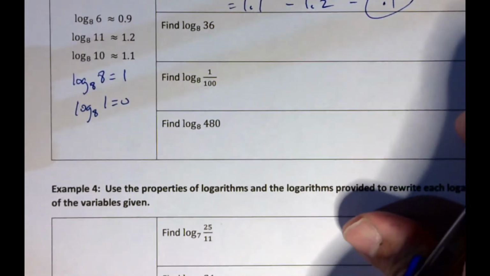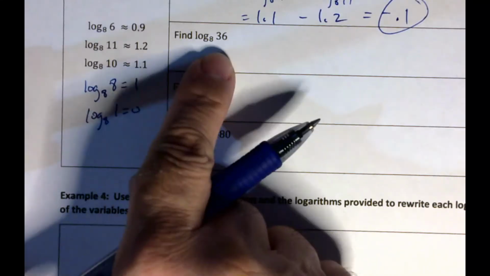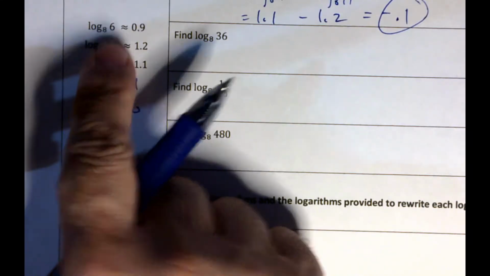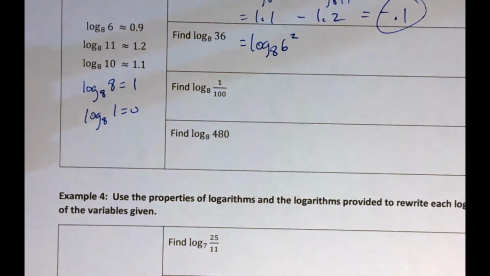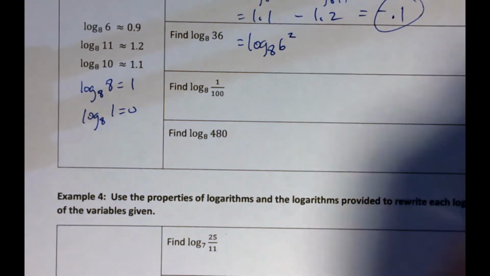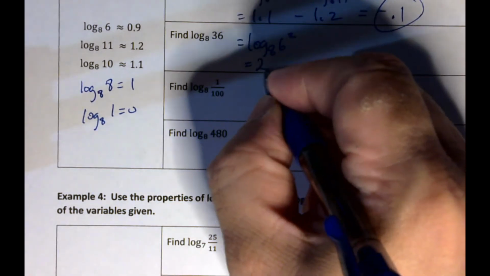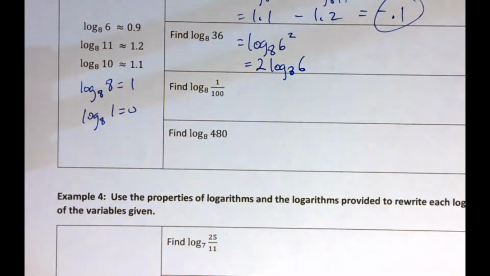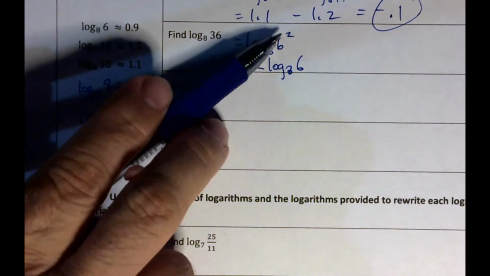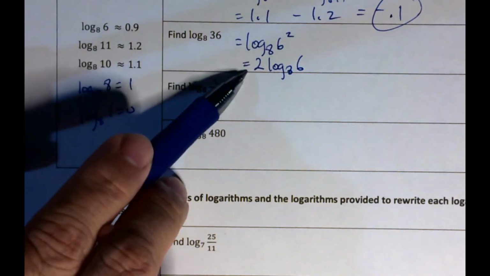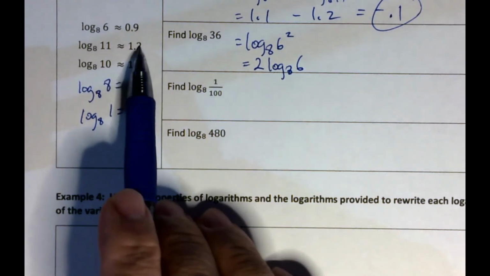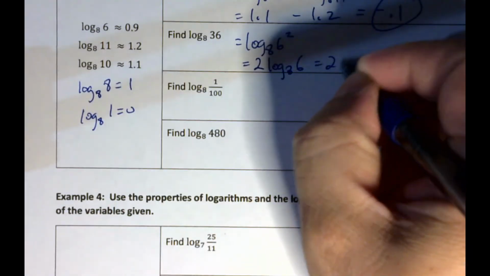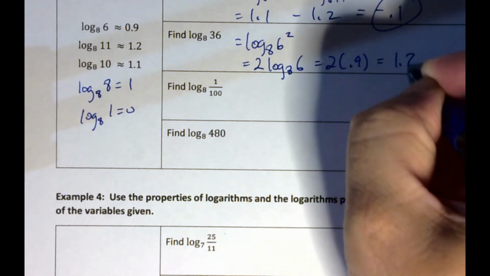All right, log base 8 of 36. Well, 36 is just 6 to the second power. So all we're going to do is rewrite that as log base 8 of 6 to the second power. Now I'm going to bring down the exponent as a coefficient. I took that exponent of 2 and brought it down as a coefficient. That's the power rule for logarithms. Log base 8 of 6 is 0.9, so it's 2 times 0.9, which is 1.8. There's the answer to that one.